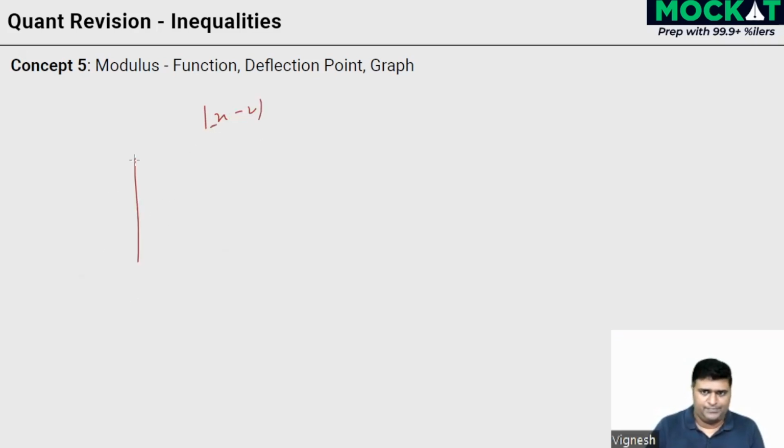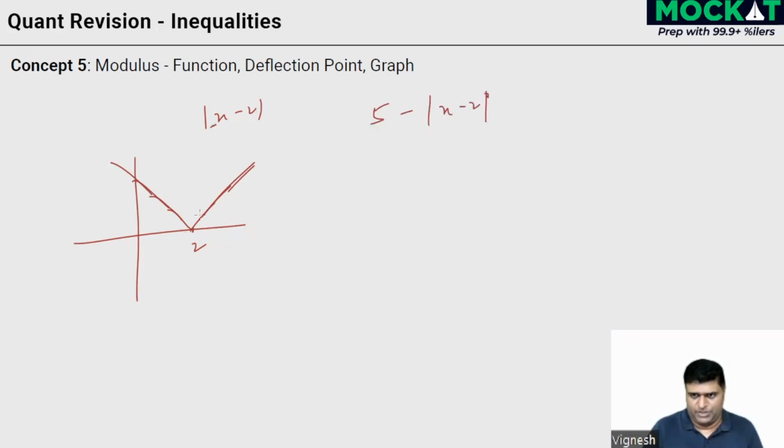The slope is 1. Where does it become 0? It becomes 0 at 2. From here, I'm going to draw something like this, right? Get a sense of the graph as well. Now, what if it's going to be 5 minus modulus of x minus 2? Now, modulus of x minus 2 is this. Minus of that is going to be inverted, right? It's going to be like this. But I'm adding a 5 to it. If I add 5 to every such value, it's going to all go up by 5 units. And we're going to get something like this, right?